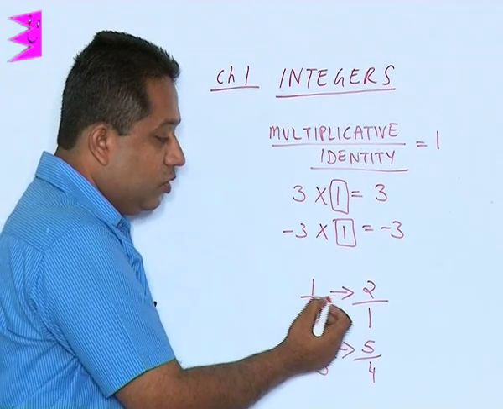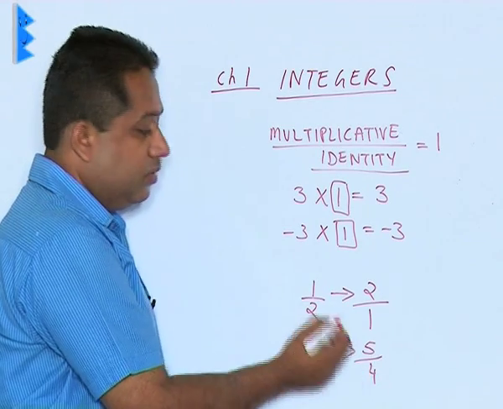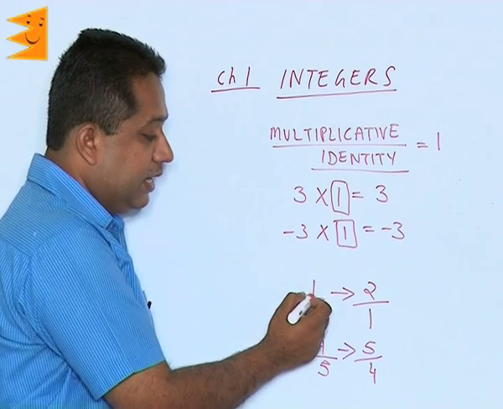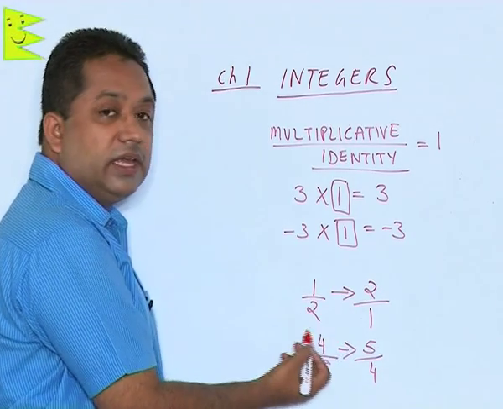And please make sure that you don't put an equal to sign, because the reciprocals of numbers are never equal. But we have to put an arrow indicating that 1 by 2 has been converted to 2 by 1 because of the fact that we are taking reciprocals.